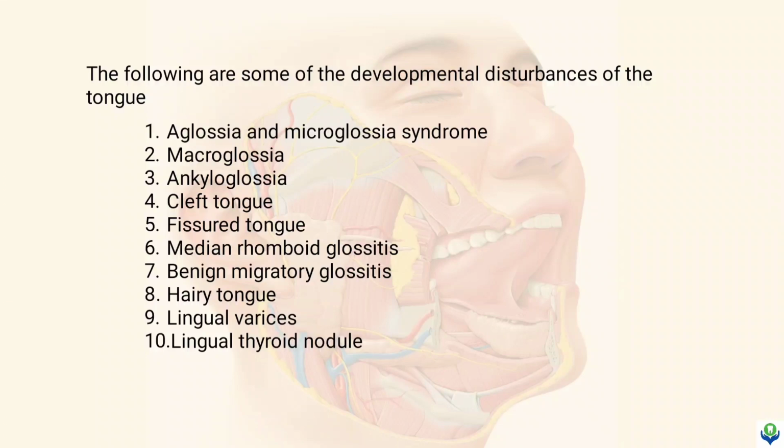The following are some of the developmental disturbances of the tongue: aglossia and microglossia syndrome, macroglossia, ankyloglossia, cleft tongue, fissured tongue, median rhomboid glossitis, benign migratory glossitis, hairy tongue, lingual varices, lingual thyroid nodule.